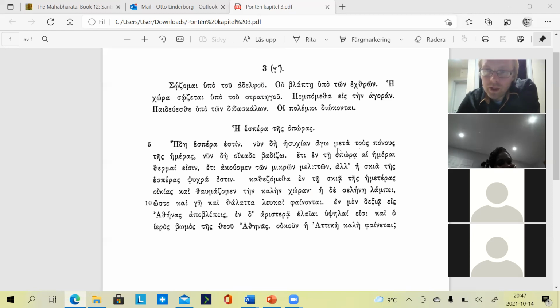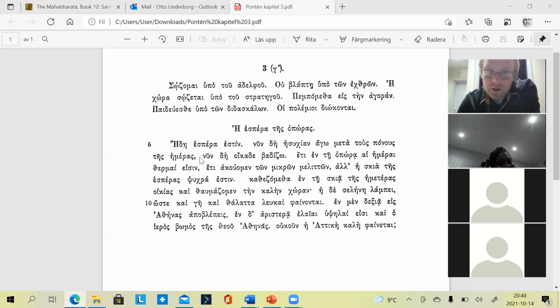Meta tus bonus, then it's after. So here it means after the toils, oponos, toil, toils. After the toils of what? Of tes hemeras, of the day. So now I rest after the toils of the day.